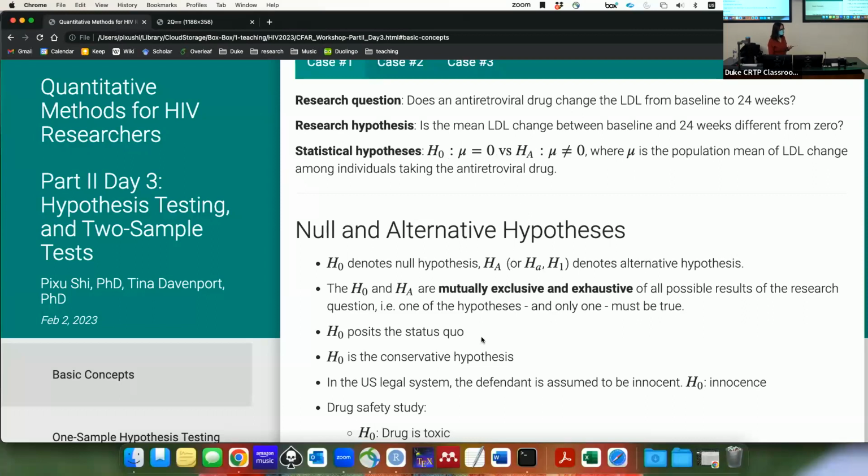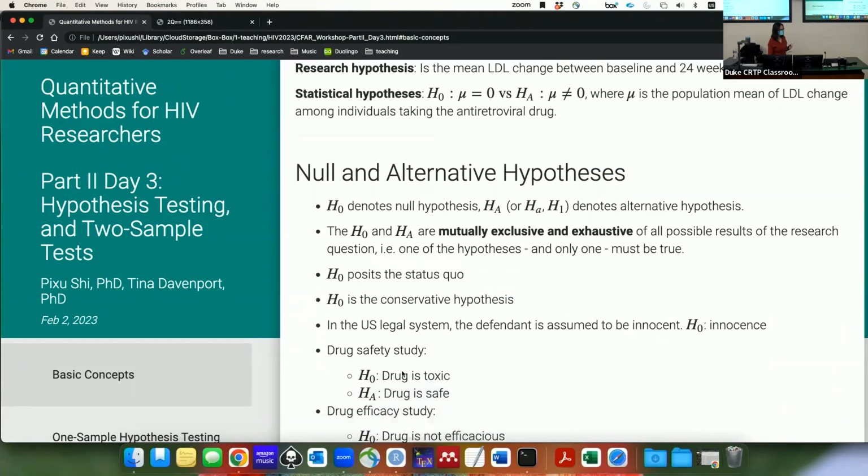In general, we put the status quo in the null hypothesis. It's like in the US legal system, your defendant is assumed innocent until proven guilty. So we would want to put the conservative hypothesis in the null. And we will need to be very careful about our rejection. We want to control the error we make, the kind of error that is rejecting the null when the alternative is true. So you don't want to easily reject the null hypothesis.